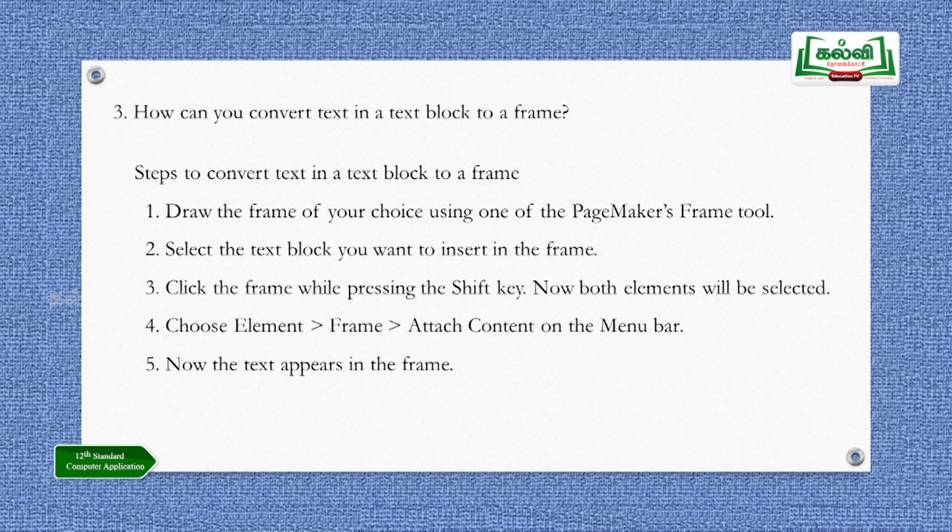Draw the frame of your choice using one of PageMaker's frame tools. Select the text block you want to insert in the frame. Click the frame while pressing the Shift key. Along with the Shift key, you click the frame. Now both the elements will be selected.